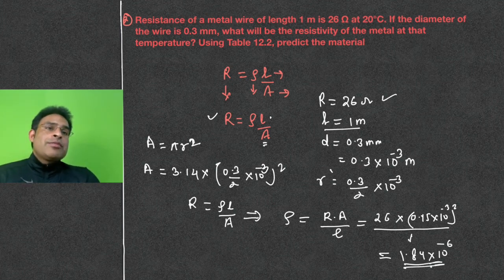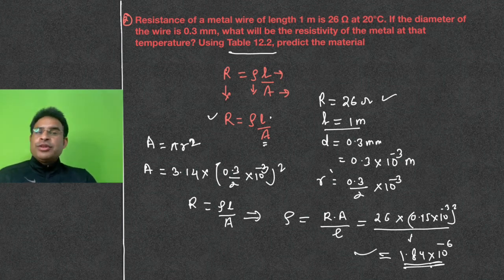And there is one more thing given. Look at table 12.2. It's written over here. Look at table 12.2 and you find out what the material name is. You can see it in the NCERT in table 12.2. So if something has a resistivity this much, 1.84 into 10 raised to power minus 6, it means we are talking about that material only.